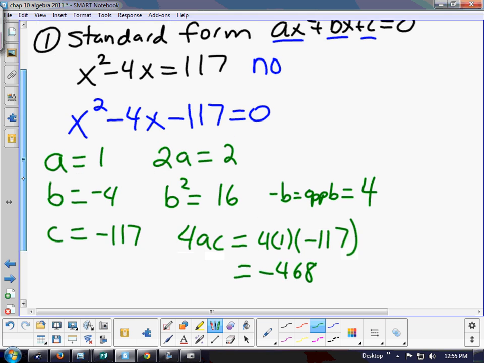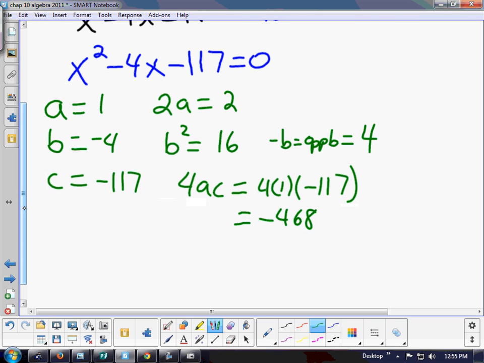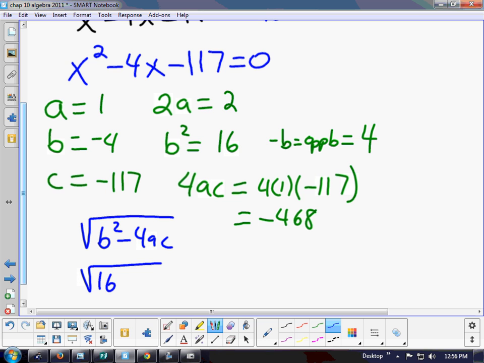All right, now we're going to put it into the formula, or we could take it a step further. Let's keep going. Yeah, let's take it a step further. So you have those components. I need to know what the square root of B squared minus 4AC is. Square root of B squared, which is 16, minus, now here we got to be careful, minus what this is. Minus a -468. That's where you got to be careful.